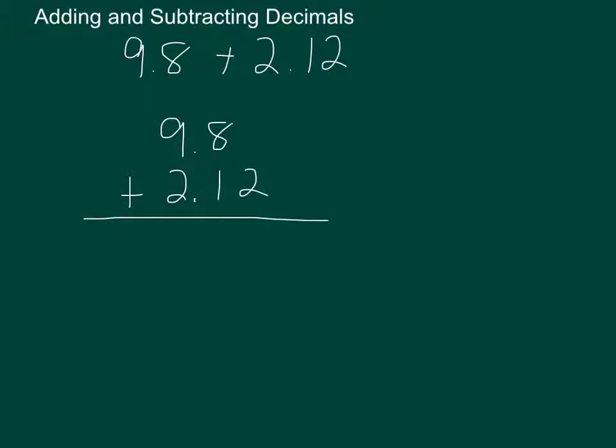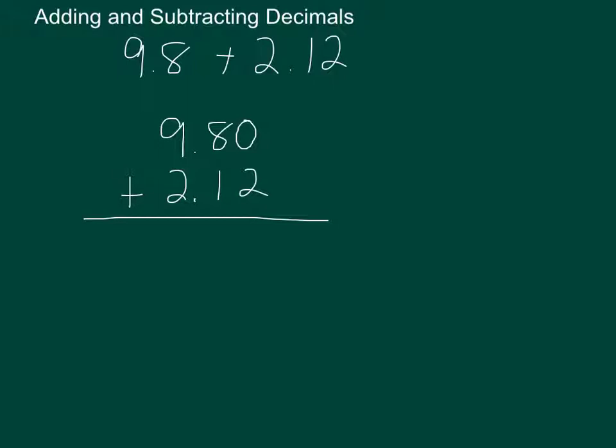Now, since the 2.12 has a digit in the hundredths, I'm going to add a 0 behind the 8 in the 9.8. It doesn't change the value of the number, it just puts a digit in the hundredths place. So that 0 is there.